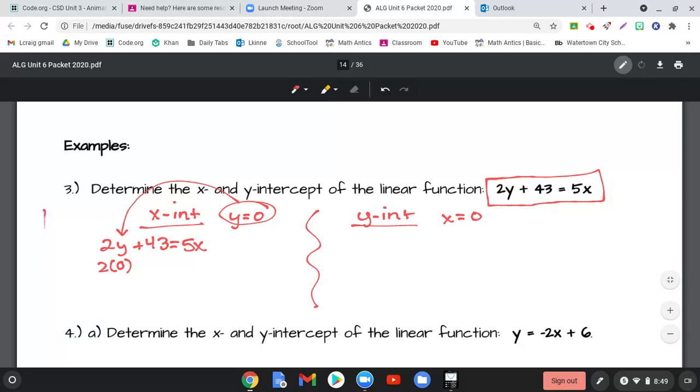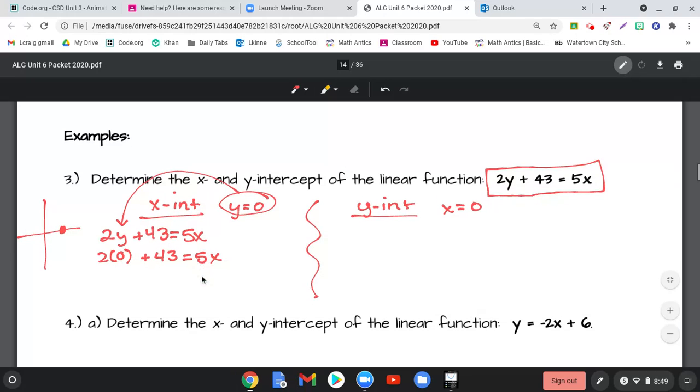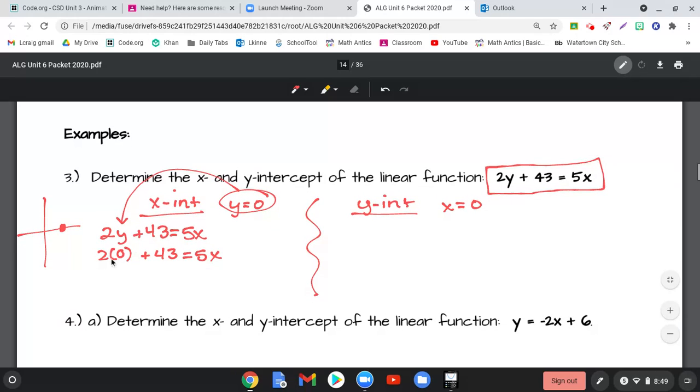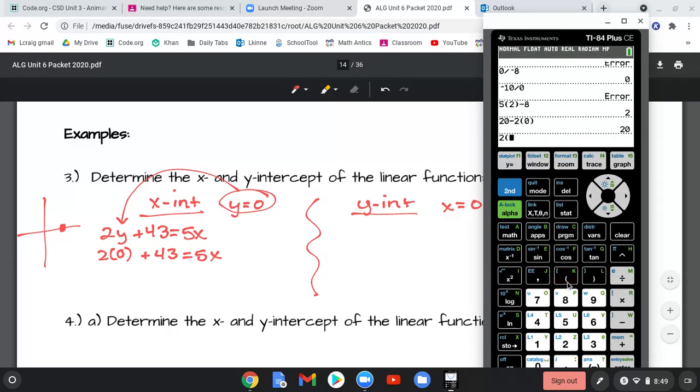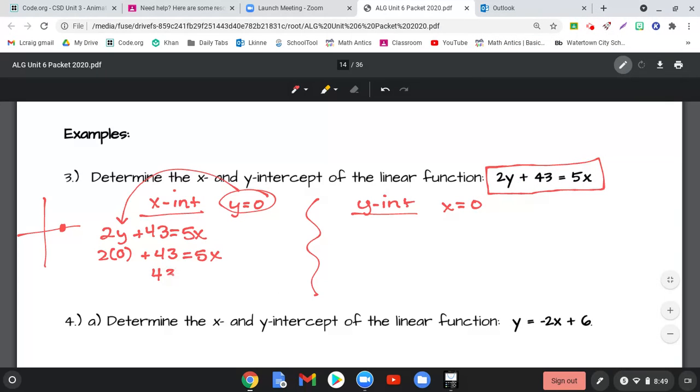Because again, when it's crossing the x-axis, that y value is 0. It has a height of 0. Now it's similar to what we just did. The only thing is, instead of checking to see if they're equal, you have a little equation you're going to solve. Now 2 times 0 plus 43, that would just be 43. Again, if you're not sure, use your calculator, 2 times 0 plus 43. I know sometimes we just don't feel like it, but take the time.